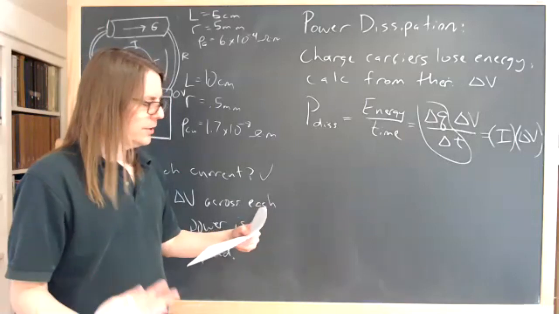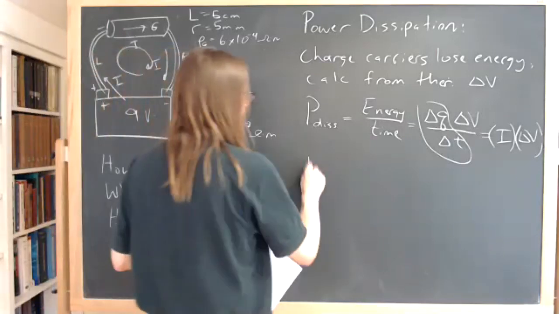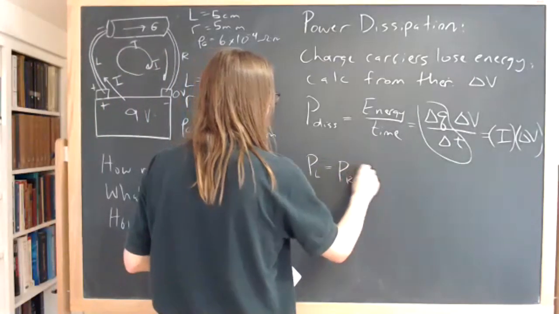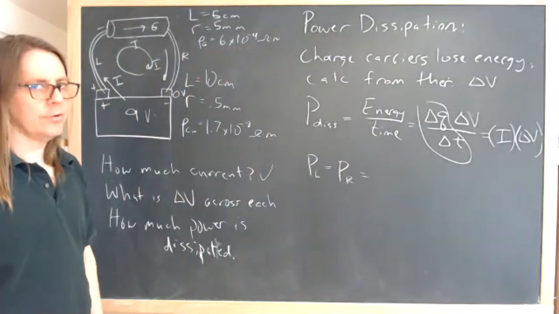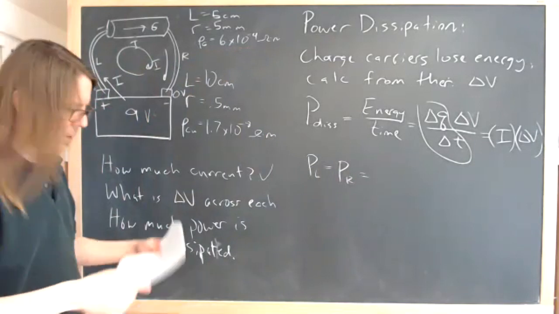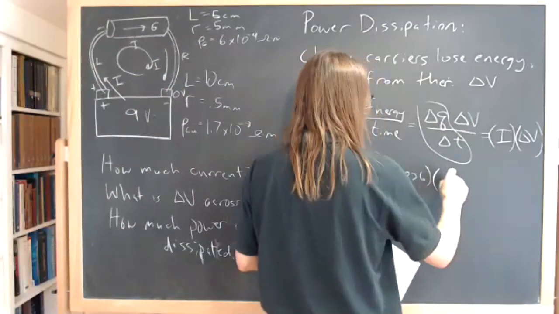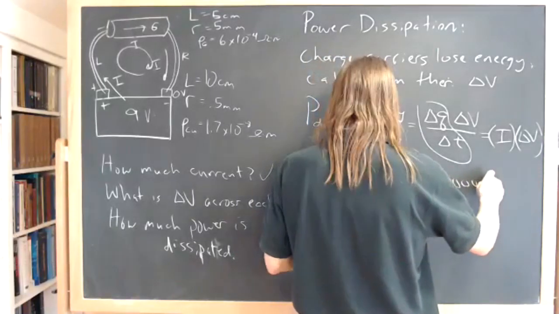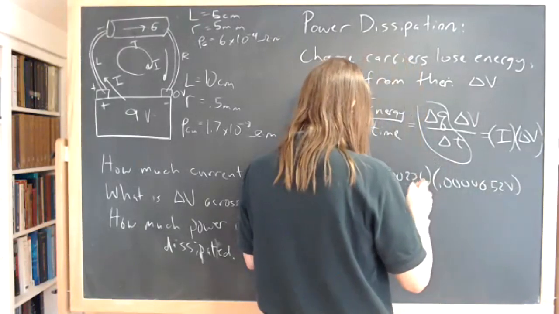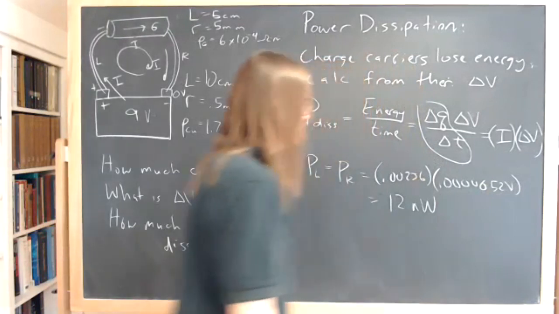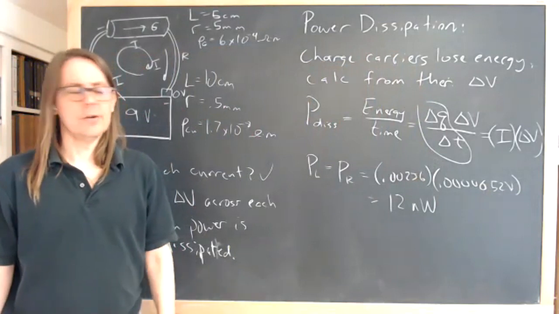So now we could calculate how much power is dissipated in these elements. Let's look at the power in the left. It will be the same as the power in the right because they have the same current. And remember, they had the same voltage drop because they had the same resistance. So very small numbers. The current, 0.00236, the voltage drop 0.00052 volts. So you get something very small, 12 nanowatts. So the perfect wires also don't really lose any energy. They don't heat up much.